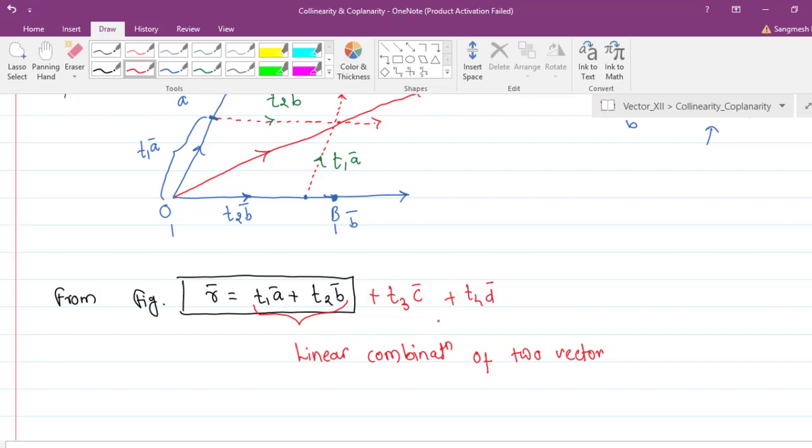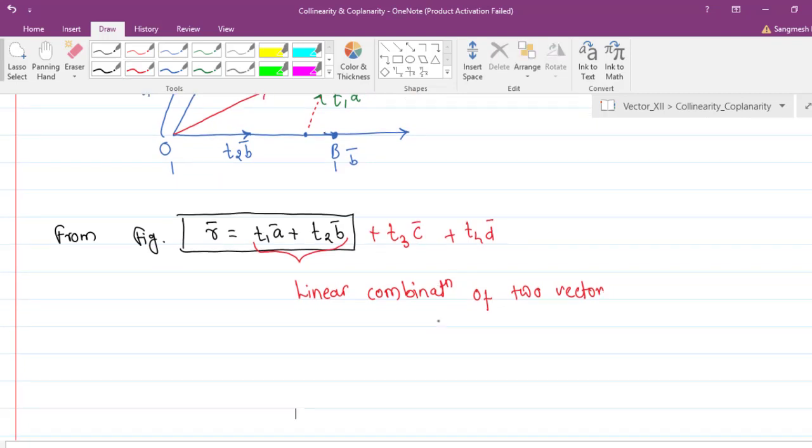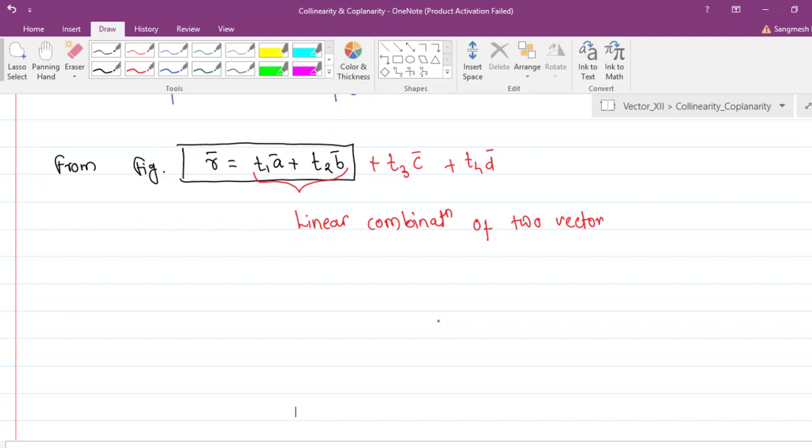Make a note of this, the very important statement. Means what? All the linear combinations of vectors are always coplanar vectors.